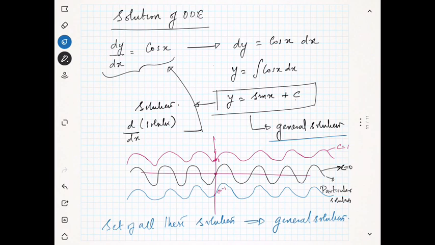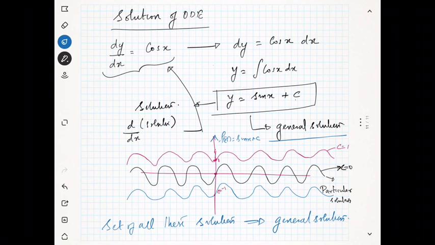So you can see that there was a function f of x which is equal to sine x plus c, and when you differentiate this function, you are getting a differential equation. So the solution is giving you the original function. When you differentiate this function, you are getting a differential equation. But this original function may not be unique.